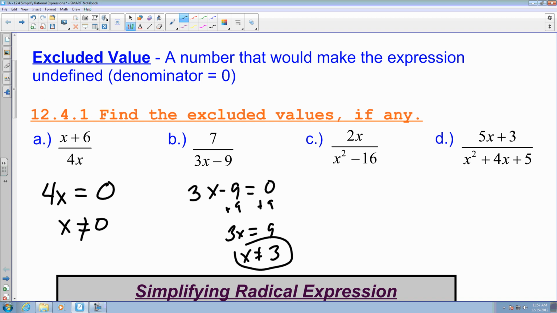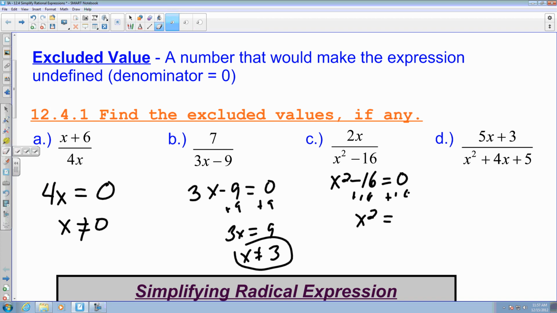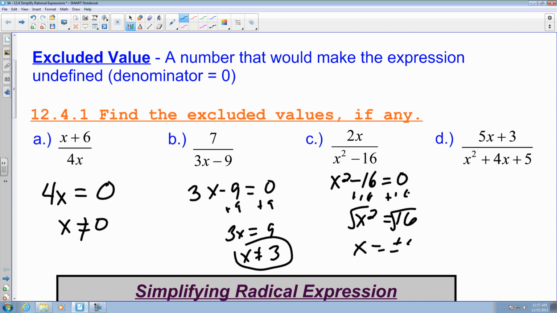And for C, I have x squared minus 16 equals 0. If I add 16 to both sides, it gives me x squared equals 16. If I take the square root of both sides, my x would equal plus or minus 4. So my x cannot equal 4 or negative 4.